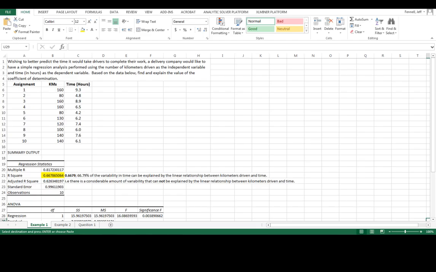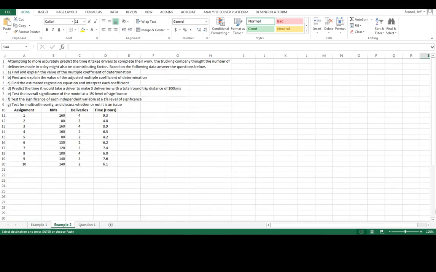So if we flip over to example 2, it's really the exact same question. The only thing is now, not only has the company decided to explore the kilometers driven, but also the physical amount of deliveries that are going to be delivered on that job. So now, taking into account the kilometers driven and the physical number of deliveries, will that make a better predictive model of the time it will take somebody to complete this work? Anytime we have more than one independent variable, we're now dealing with multiple regression.